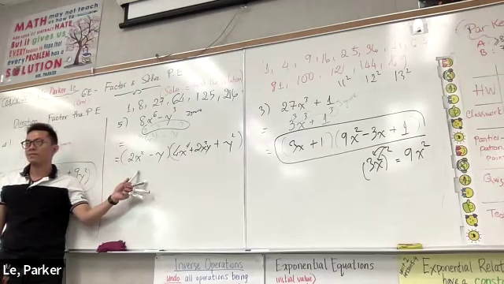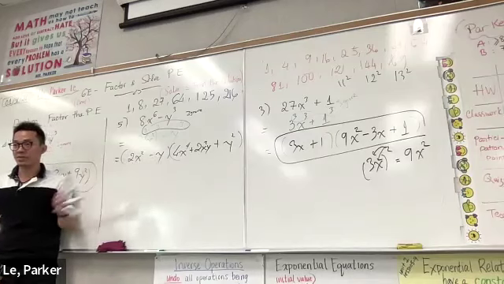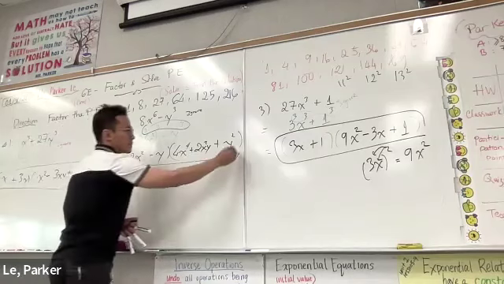x minus y, no. This is not a perfect square. This is not a square. So there's nothing you can do. So that's it. Wow. Okay. Nice.